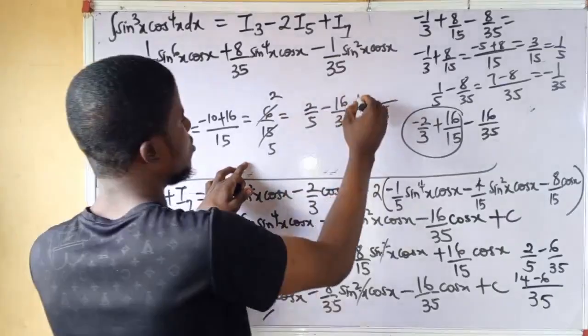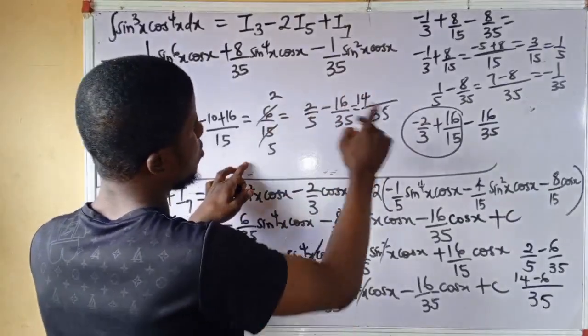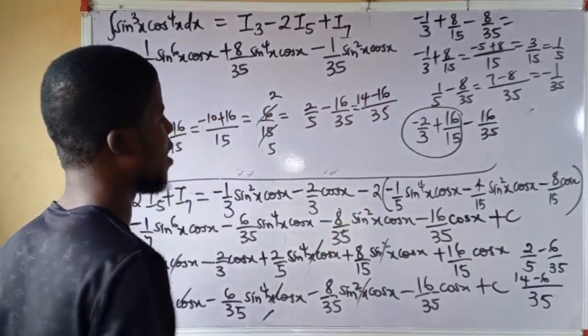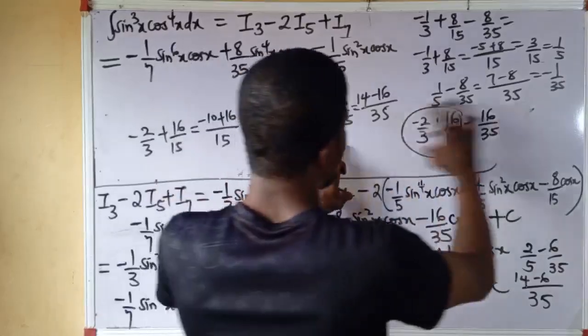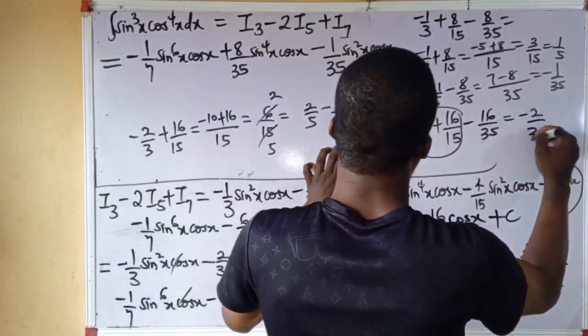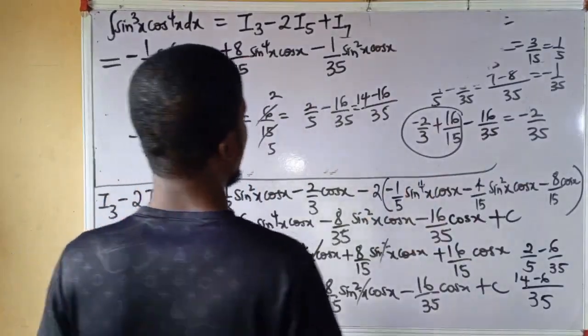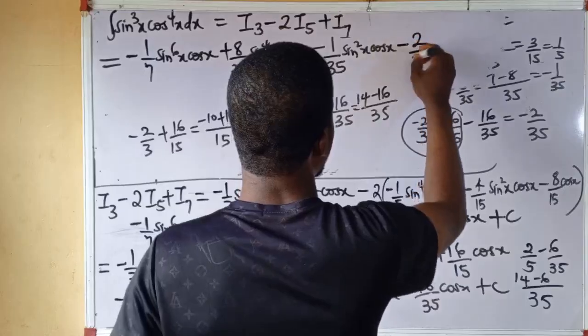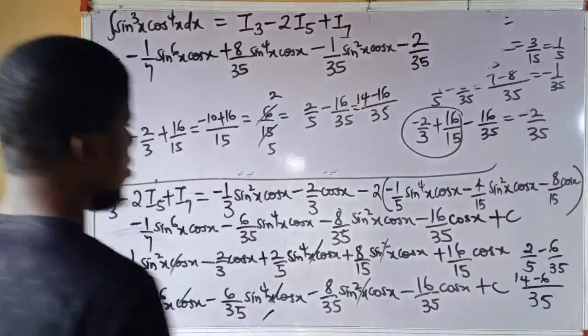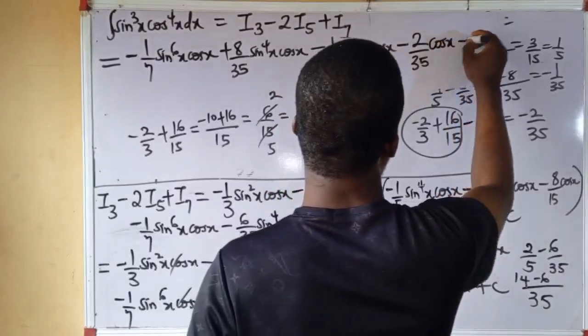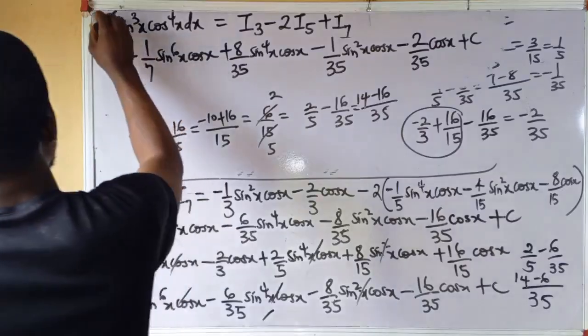7 times 2 is 14. This will be 1 minus 16. So it will be minus 2 over 35, right? So everything here is minus 2 over 35. So I'll write my minus 2 over 35. Then cos x plus c. This is it.